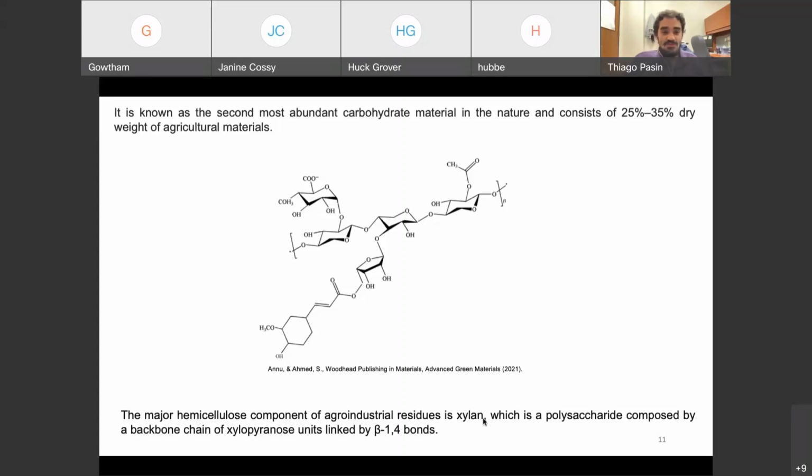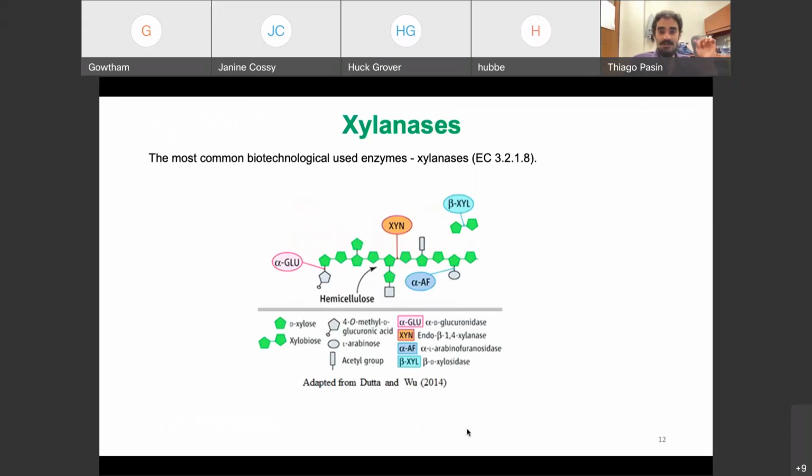So the major hemicellulose component of agroindustrial residues is the xylan, as we can see here in the structure, which is a polysaccharide composed of a backbone chain of xylopyranose units linked by beta-1,4 bonds. So the main chain of the hemicellulose is the xylan. Okay, keep this in mind. The xylan is the main chain of the hemicellulose.